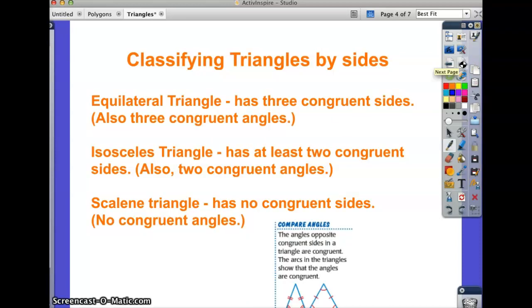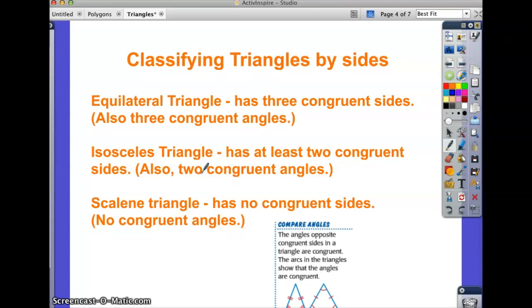Now we're going to classify triangles by sides. An equilateral triangle has three congruent sides, which also means they have three congruent angles. An isosceles triangle has at least two congruent sides, and also has two congruent angles. A scalene triangle has no congruent sides, therefore also has no congruent angles.